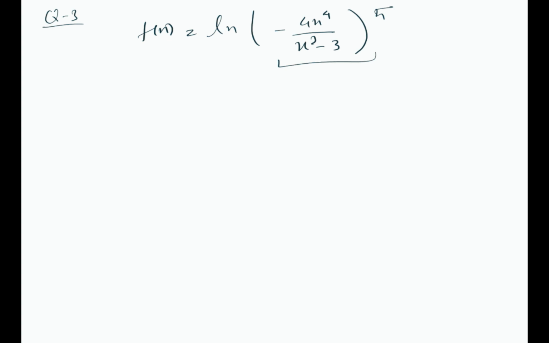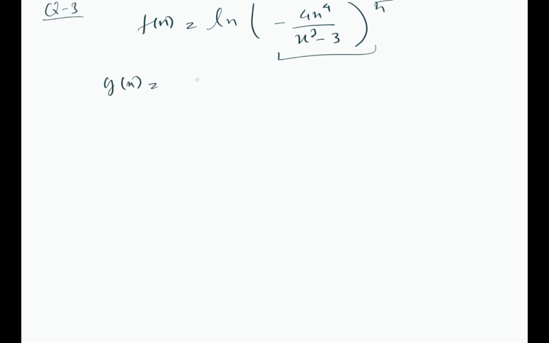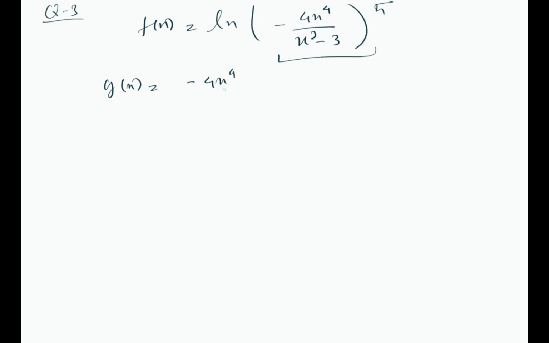Question 3. So for question 3, we have a very long function, ln of minus 4x to the power 4 divided by x to the power 3 minus 3, all to the power 5. If you check one thing here, this is our inner function. So our g of x would be minus 4x to the power 4 divided by x to the power 3 minus 3, right?